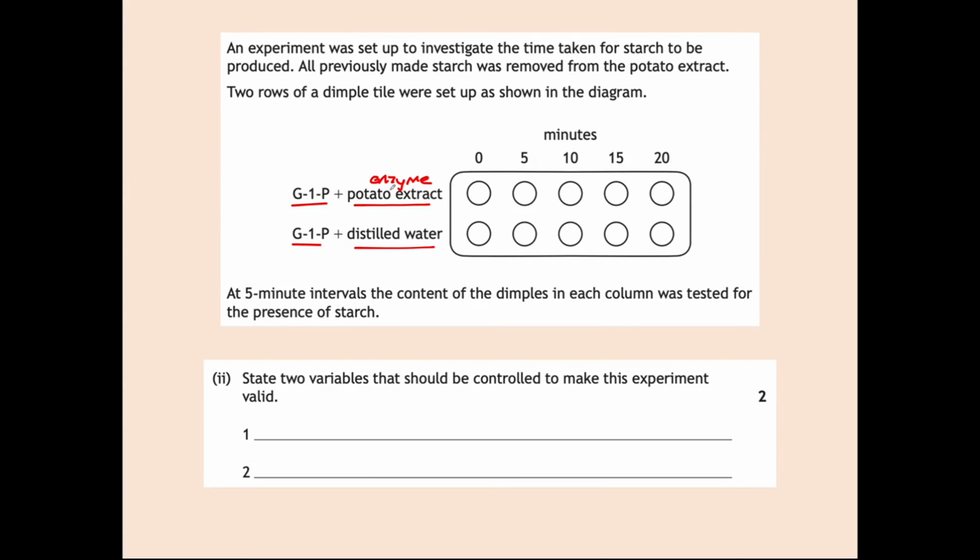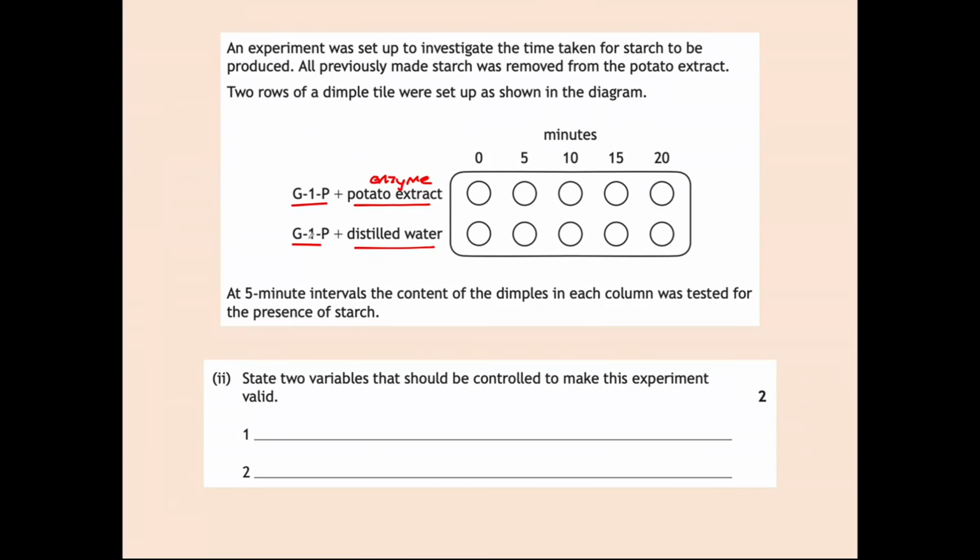Now, why is that important? Because we are investigating the time taken for starch to be produced. When G1P and the enzyme combine together, then the G1P will be synthesized into starch. So what the experiment says here, at 5 minute intervals, we're going to be testing for starch, i.e., seeing how long it takes for this reaction to take place and for starch to be produced.